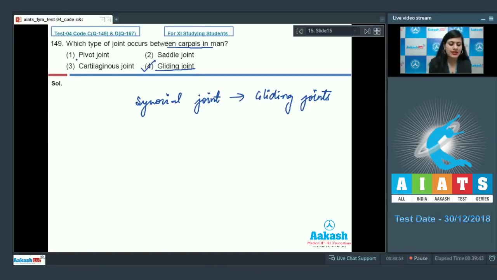The very first option given is pivot joint, and this is an incorrect option, although it is also a type of synovial joint, but this type of joint is present between atlas and axis. The next option given is saddle joint, and this is also an incorrect option. Saddle joint is also a type of synovial joint, present between the carpal and metacarpal of human thumb. The next option given is cartilaginous joint, and this is an incorrect option because cartilaginous joints are present between vertebrae. So the correct answer to this question is option number 4. Let's discuss our next question.